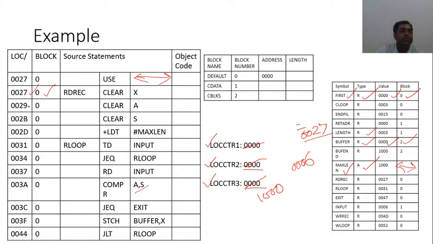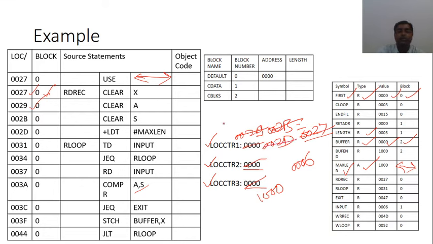So the next value becomes 0029. So this location counter updated value becomes 0029. This is also a format 2 instruction. This is also a format 2 instruction. So the next value becomes 002B. So this value becomes 002B. This is also a format 2 instruction. Next value becomes 002D. So this one becomes 002D. And this is a format 4 instruction. So it takes 4 bytes of memory. So the next address becomes 0031.